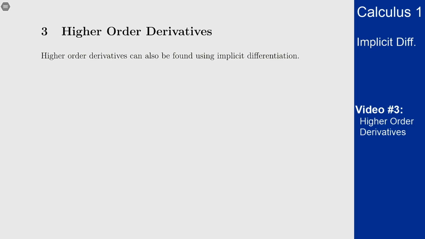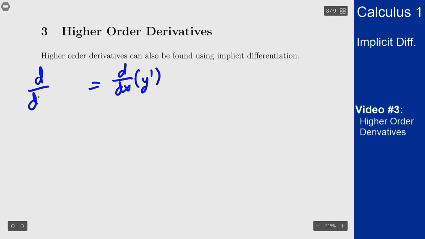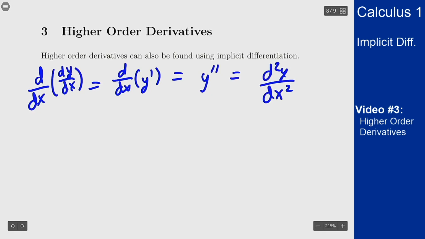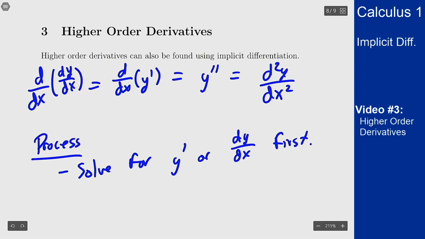The main point in how you know this is the fact that if I take the derivative of y prime, or in the other notation the derivative of dy dx, this gives me y double prime, or the second derivative. So the way I get to a second derivative is by differentiating the first derivative. The main way to think of this is you're going to want to solve for y prime first, and then differentiate the equation again to get to the second derivative.